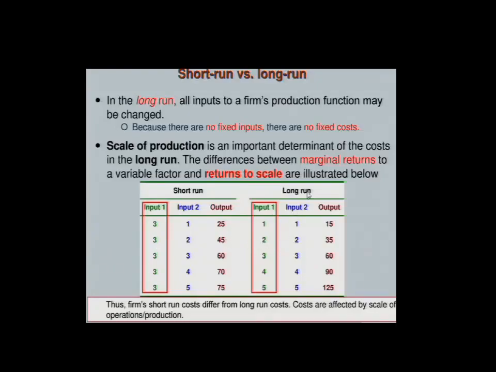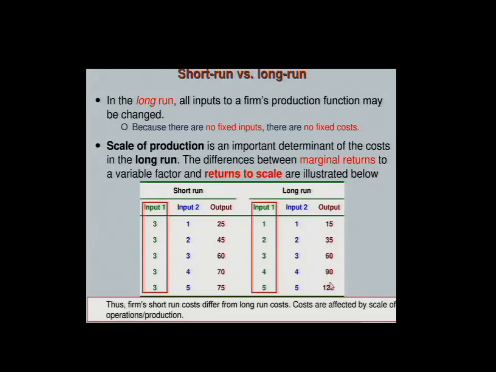But notice here, with the long run now, as we increase the fixed input alongside the variable input, our scale is different now. We have 90 units now when we have 4 people and 4 machines, while 4 people with 3 machines were only able to produce 70 units. Can you see that? There's a scale changing now. With this first input being now variable, our scale of output is completely different. Starting point is 15. Here starting point is 25. So this is a completely different output curve now.